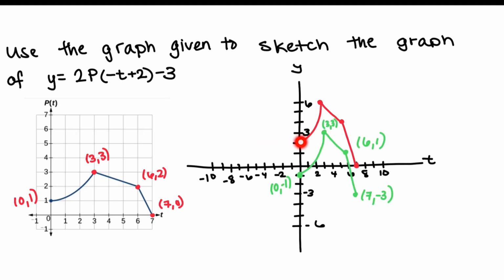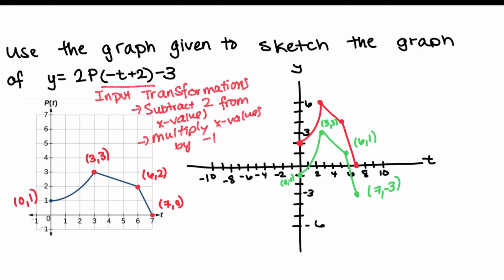So this point (0, 2) goes down 3. It's now at (0, -1). The point (3, 6), we bring it down 3. It's at (3, 3). The point (6, 4), down 3. It's at (6, 1). And that last point, (7, 0), goes down 3. It's at (7, -3). So I took this graph that's in red, shifted everything down 3 units. So those are our 2 output transformations. We've got our vertical stretch by a factor of 2, and then we shifted that down 3 units.